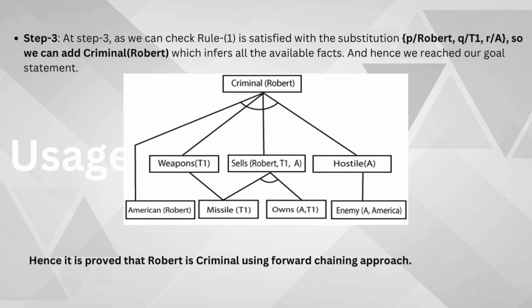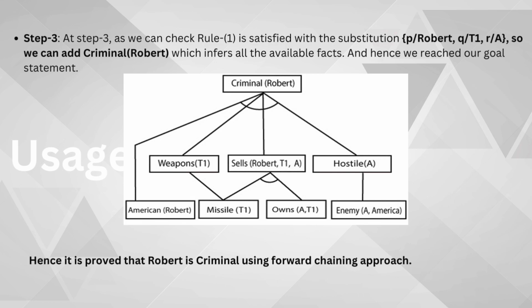P is substituted by Robert, Q is substituted by T1, and R is substituted by A, and hence we have the following facts: Robert is an American, T1 is a missile, A is hostile. Now, we substitute these values into rule number 1. After substitution, we get: Robert is an American, and T1 is a missile, and T1 is a weapon, Robert sells missile T1 to A, and A is hostile, which implies that Robert is a criminal.